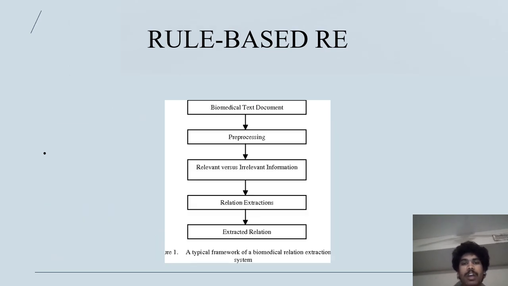The rule-based approach has a flowchart which depends on the categories: biomedical text, documents and pre-processing, relevant versus irrelevant information, and relation extraction. These are upcoming topics which we are going to see on the upcoming slides.